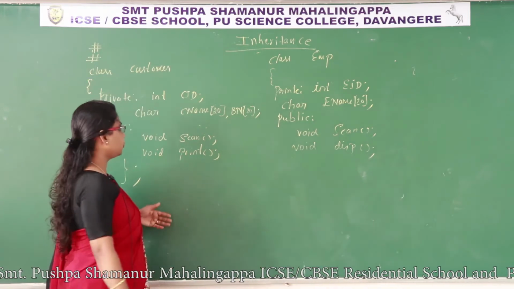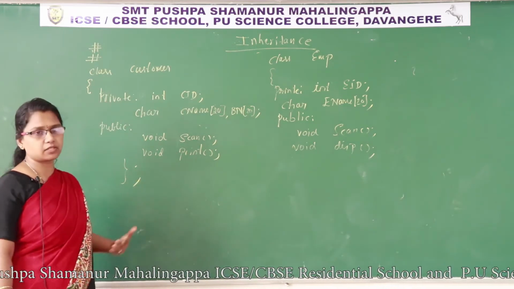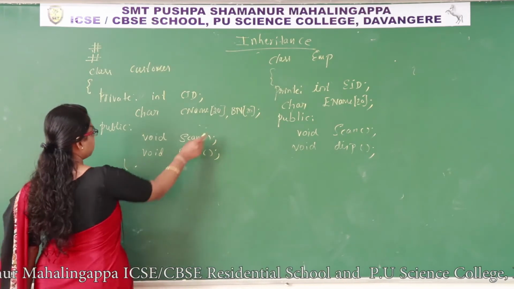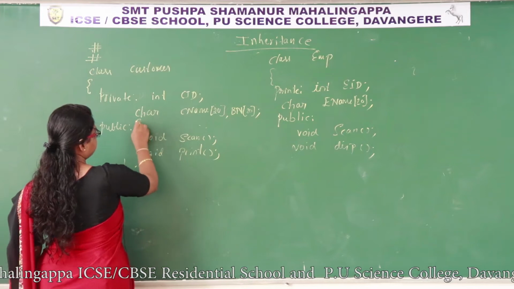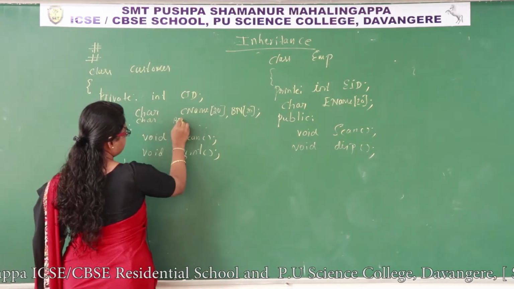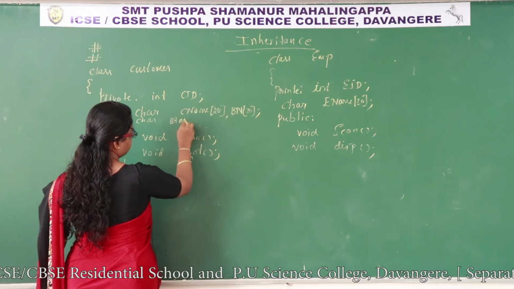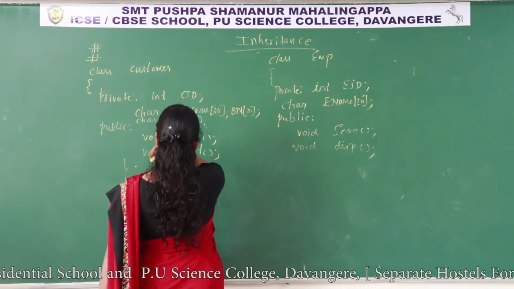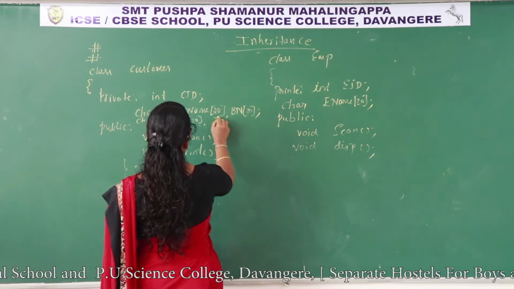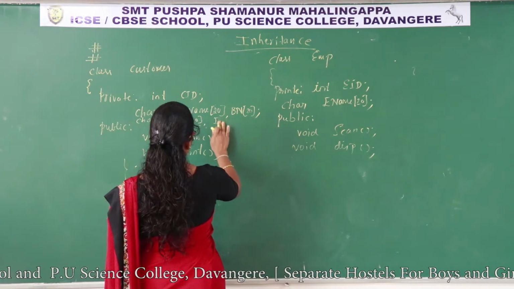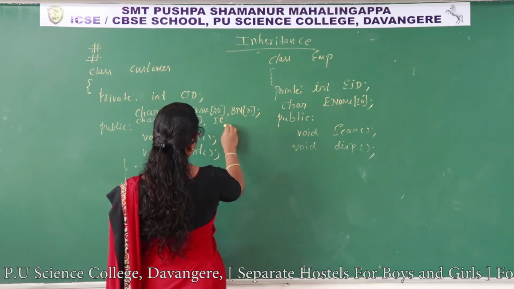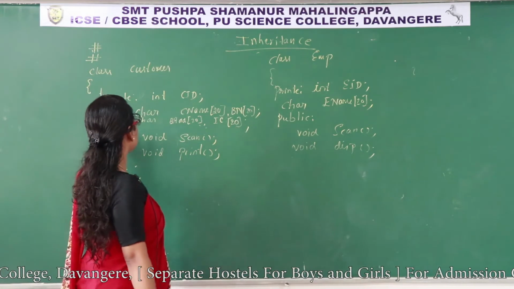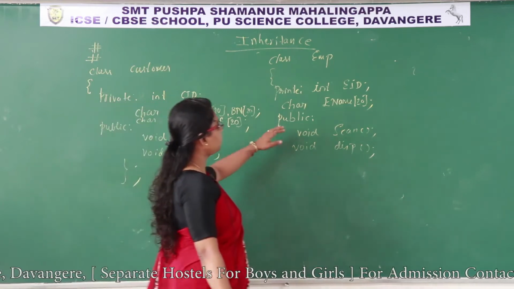So I want to add some more features about the branch: IFSC code, branch name, address. So these many features I need to take here, branch name, char address, branch address, and IFSC code. IFSC code may be alphanumeric. I'll write 20. So the customer's details are like this, and employee details.